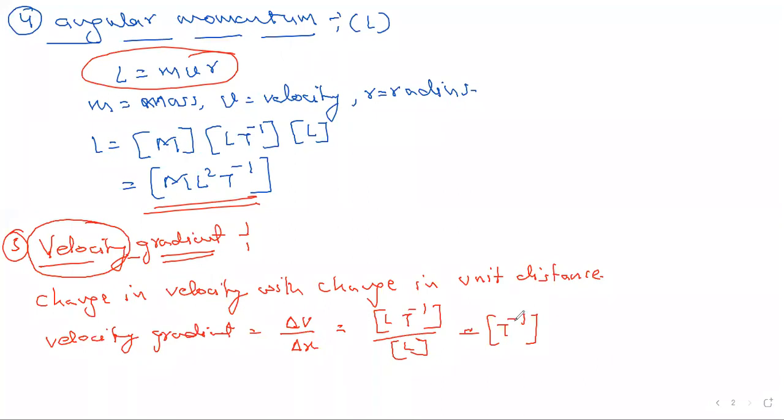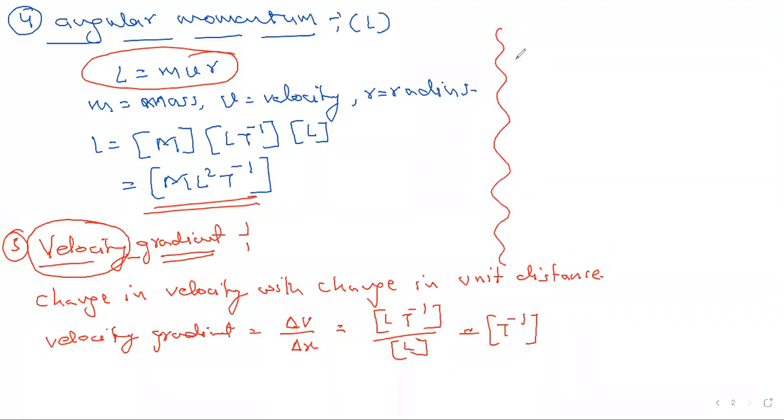things. Got it? Frequency means the number of oscillations in a second. Velocity gradient is how much change in the velocity per unit time, per unit distance. Is this clear to all?